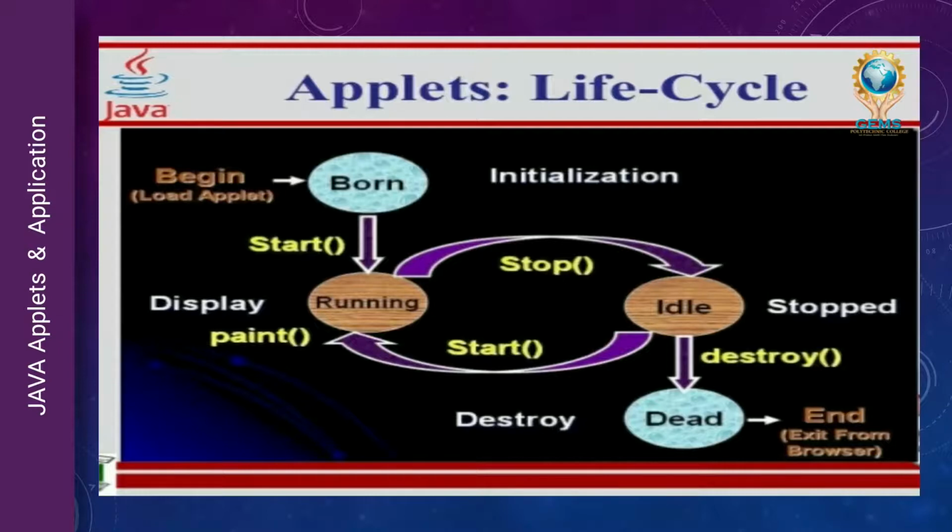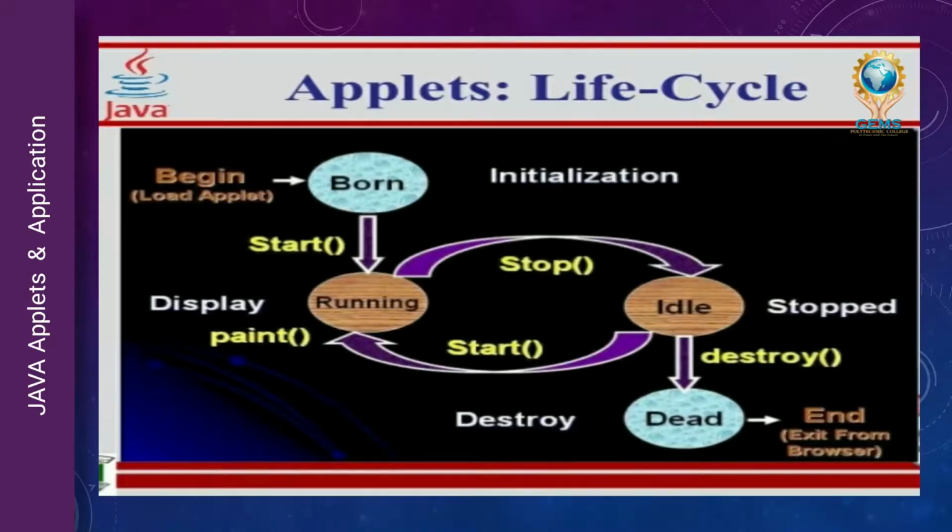Then again it will go to idle, and we can call it stop. So when the applet goes to the idle state, automatically it will stop. And from the idle stage it will go to the dead state. When it exits, the dead state is nothing but the end, exit from the browser. Once you exit from the browser, we call this stage the dead state. When you want to destroy that applet, when you don't want it, you send it to the dead stage. Dead stage means destroying of that applet.